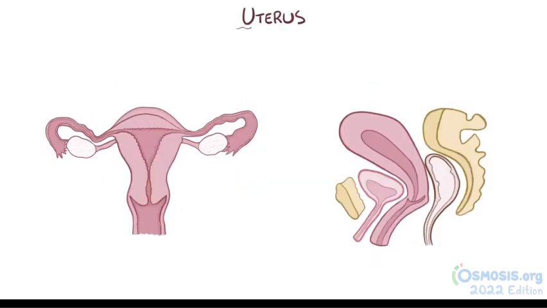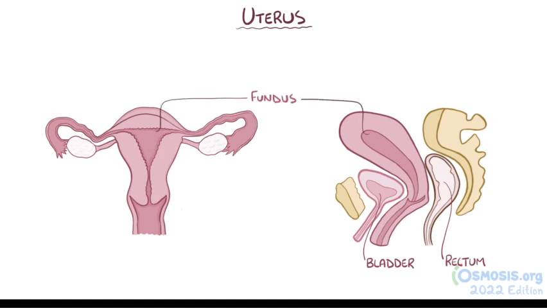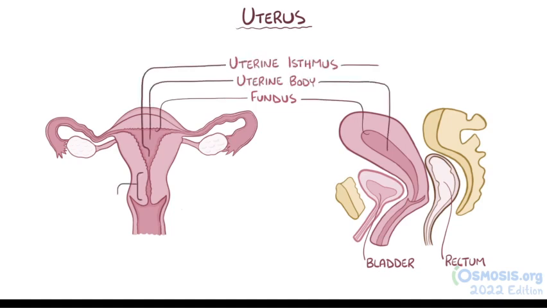The uterus is a hollow organ that sits behind the urinary bladder and in front of the rectum. The top of the uterus, above the openings of the fallopian tubes, is called the fundus, and the region below the openings is called the uterine body. The uterus tapers down into the uterine isthmus, and finally, the cervix, which protrudes into the vagina.